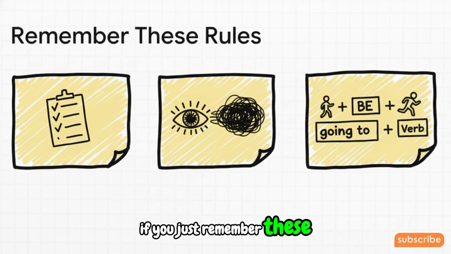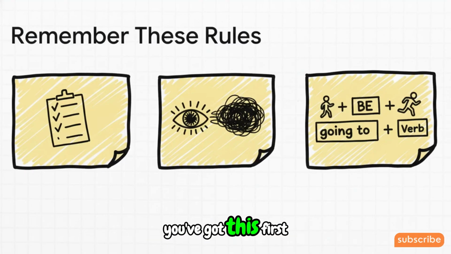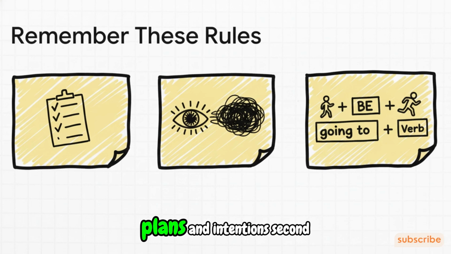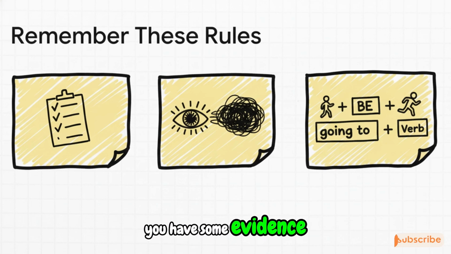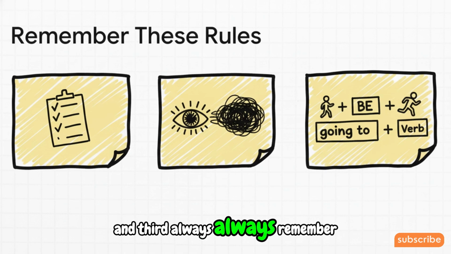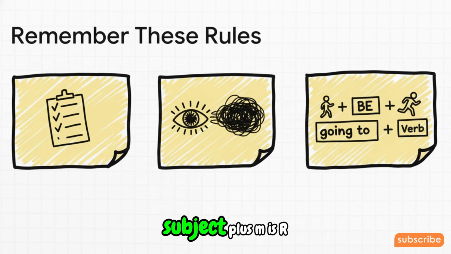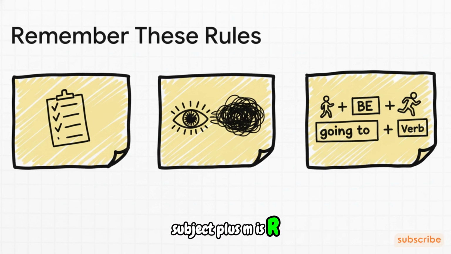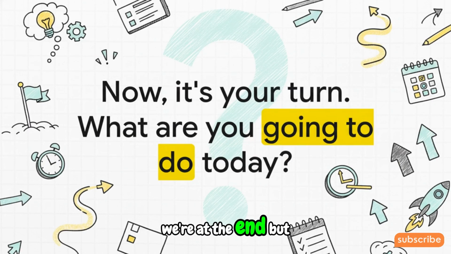Seriously, if you just remember these 3 things, you've got this. First, use it for your future plans and intentions. Second, use it for predictions when you have some evidence. And third, always remember that formula. Subject plus am, is, are plus going to plus the verb. That's it.